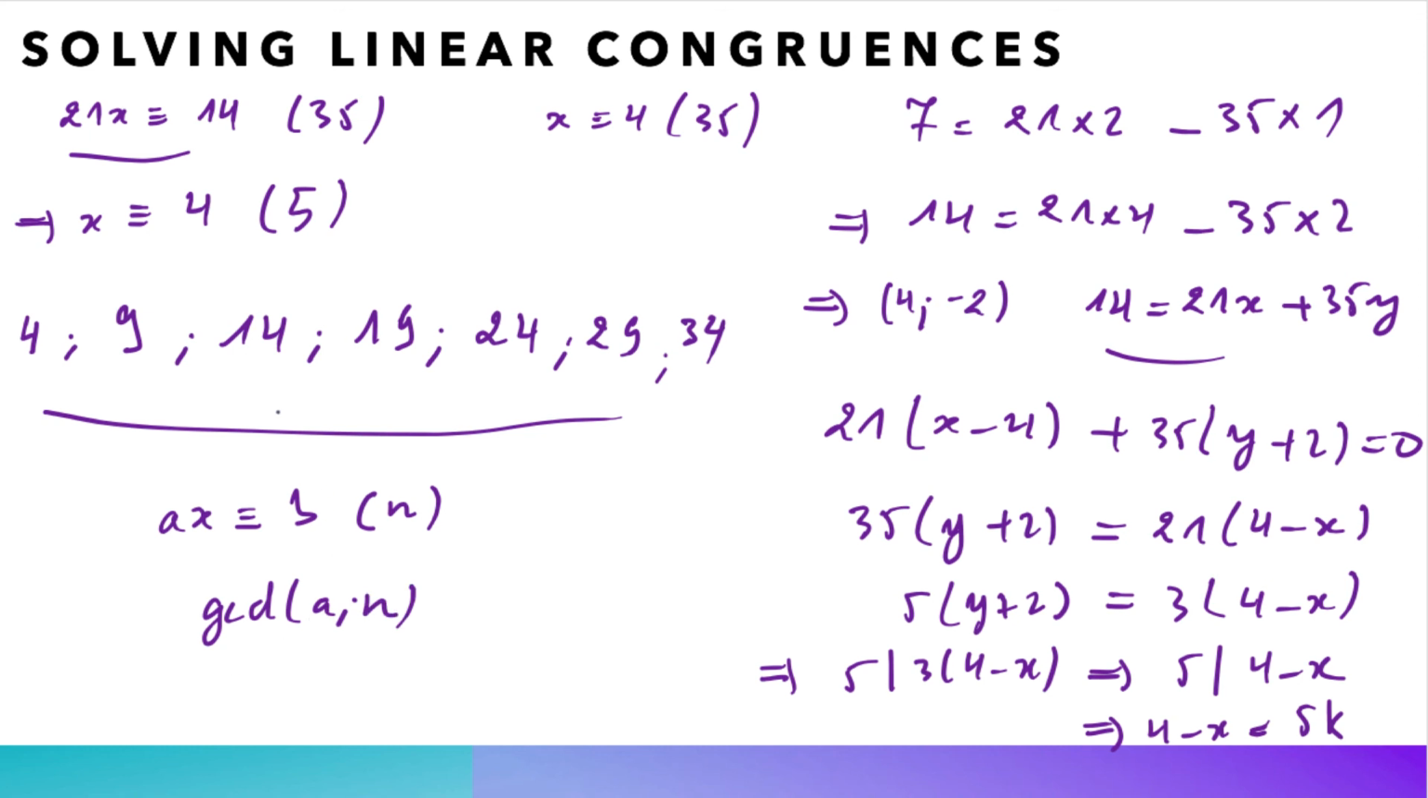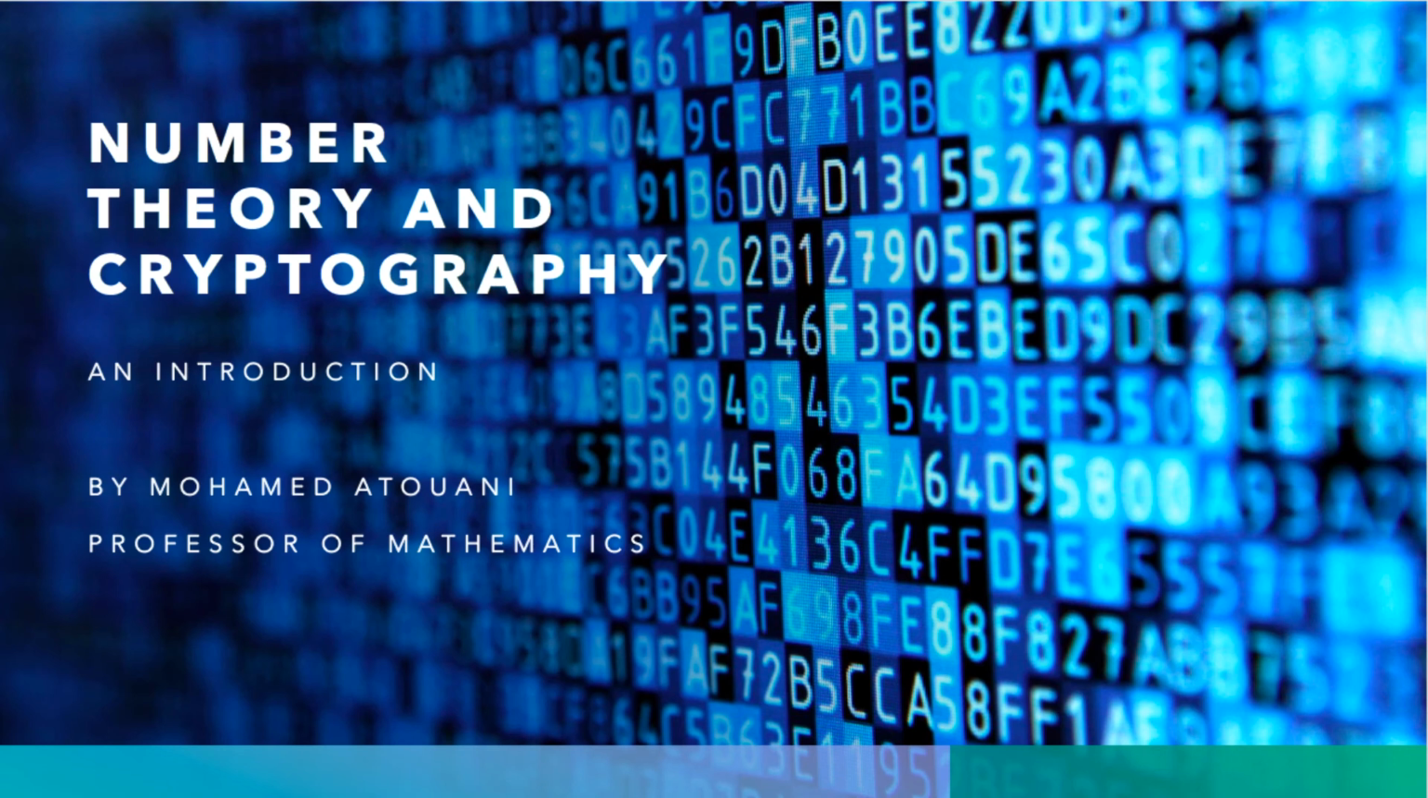Now, if you are skeptical, you could check by yourself that 21 times 9, for instance, is congruent to 14 modulo 35. Bingo. Our exciting lecture ends here, and we will see together more about congruences in future lectures.